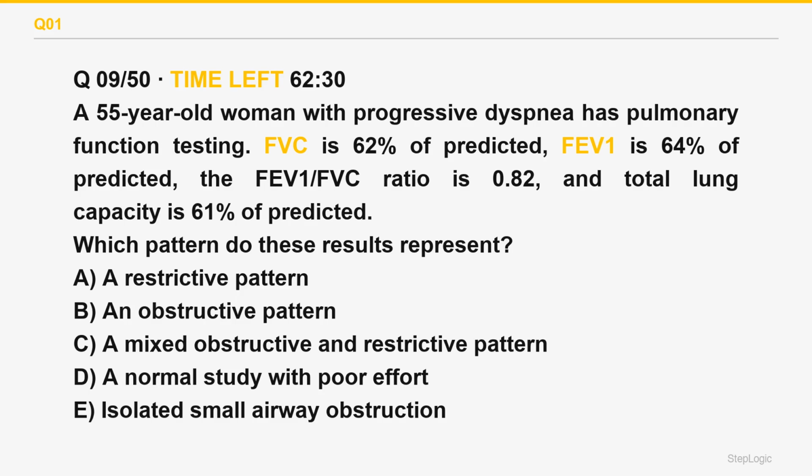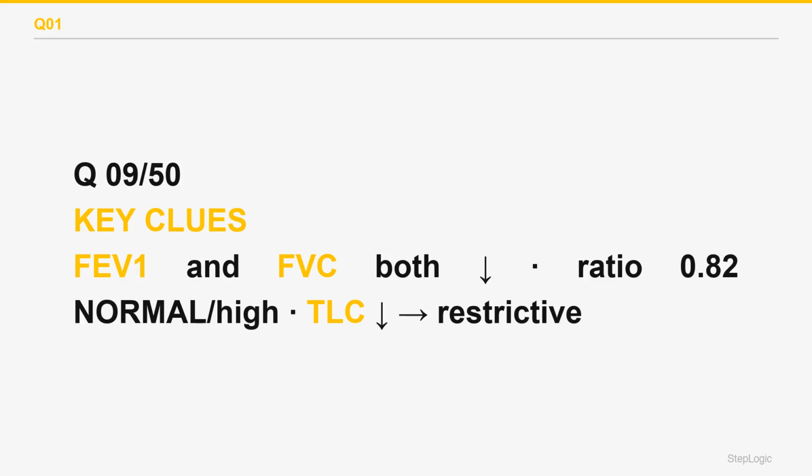Students look at the low FEV1 and reach for obstruction. The ratio is what actually classifies the study. The FEV1 over FVC ratio classifies the disease. The absolute volumes tell you how severe it is. In obstruction, air leaves slowly, so FEV1 falls much further than FVC and the ratio drops below 0.7. With air trapping, total lung capacity rises.